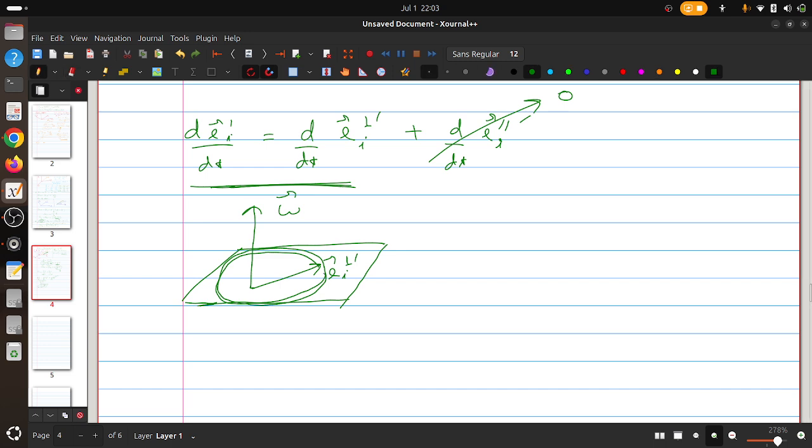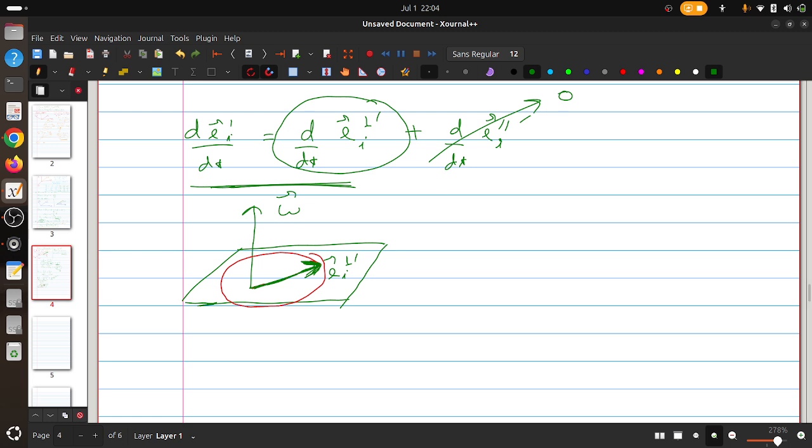So maybe I can use a different color to denote the rotation here. So this is rotating like this, right? So this vector is rotating in a full circle. We want to determine its rate of change, which is fairly simple, isn't it? So we have a vector which is rotating in a circle, and what we are asking is, what is the rate of change?